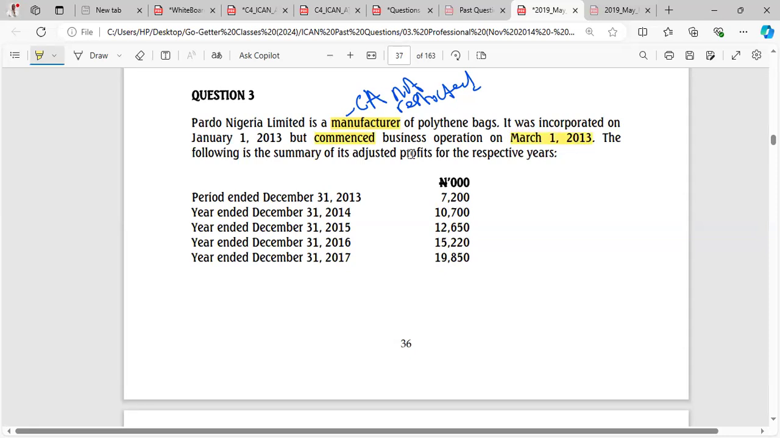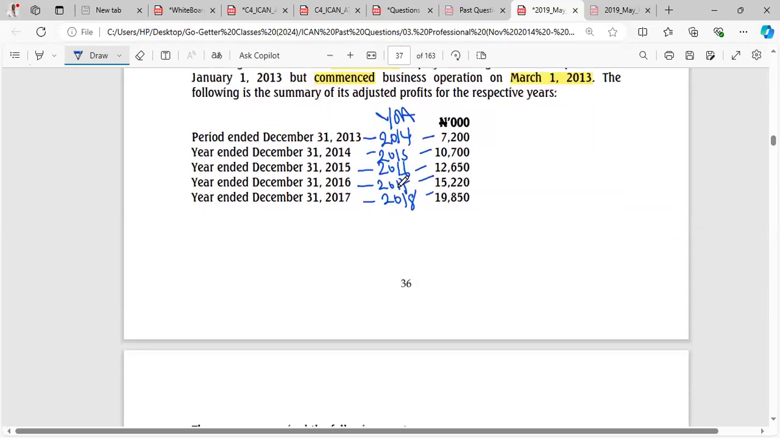The following is a summary of its adjusted profit for the respective years. So what I will do here, because they are giving us December 31st, that means it's normally running from January to December. So I'll put year of assessment here. This is going to be 2014, this is going to be 2015, this is going to be 2016, this is going to be 2017 and 2018. These are the years of assessment.